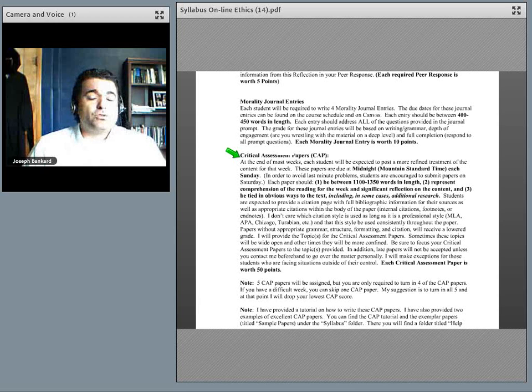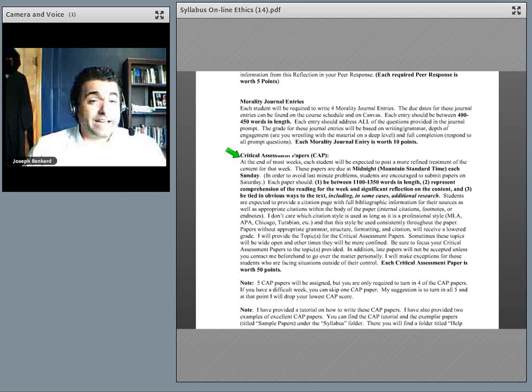If you use outside sources, I want you to cite them with footnotes or endnotes, but I don't care what style, as long as it's a professional style. So use MLA or APA or Chicago Turabian, some professional style, use it consistently, and that's fine, okay?